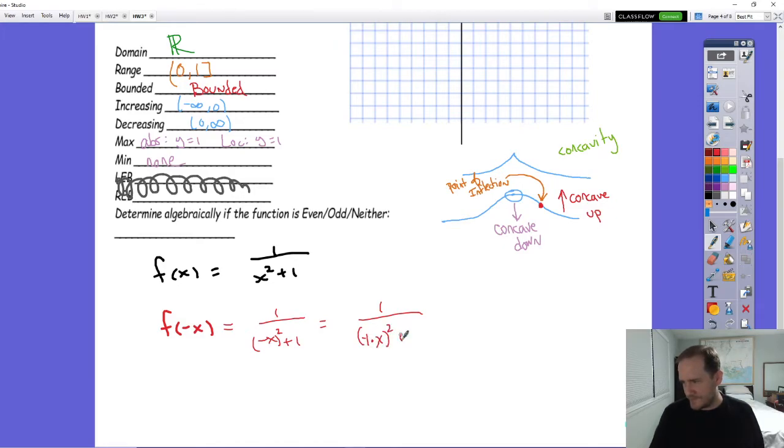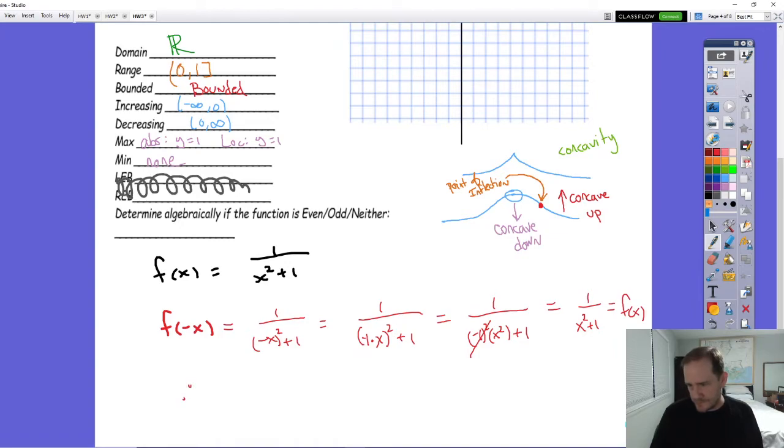So you'll show me that negative 1. Then when you square that, you get negative 1 squared. That's why it goes away. You get an x squared and a plus 1. So negative 1 squared is 1. It essentially cancels out. And you get your 1 over x squared plus 1, which is exactly equal to the original function f of x.